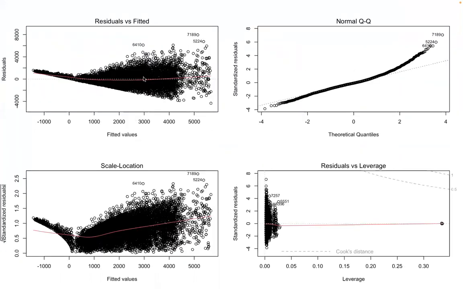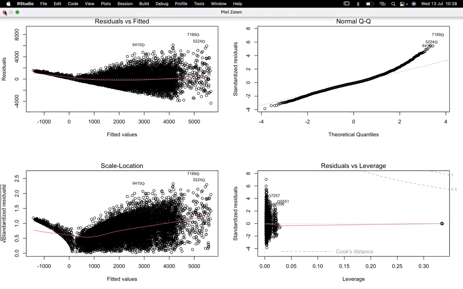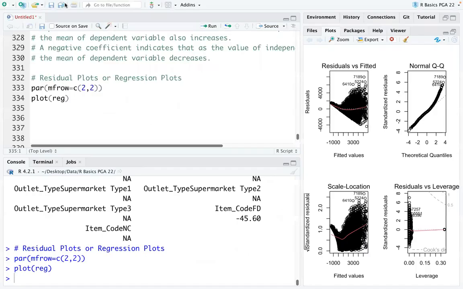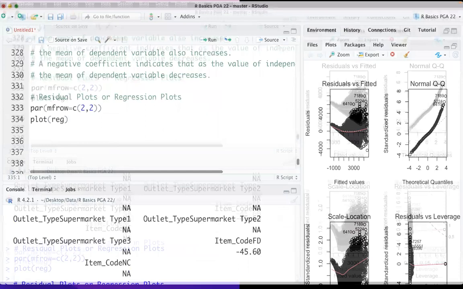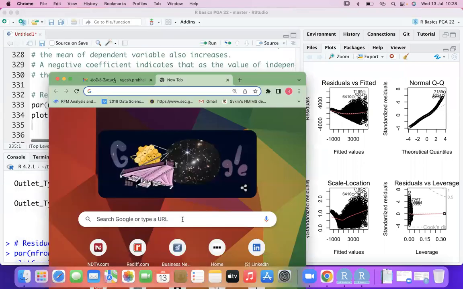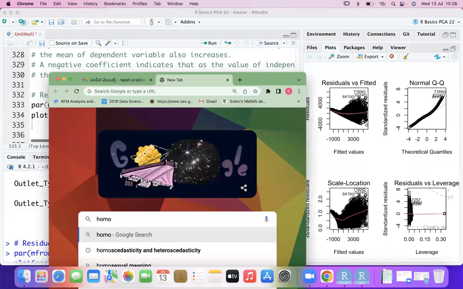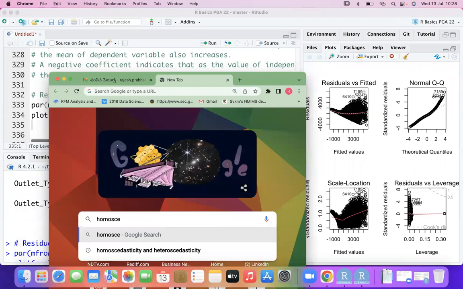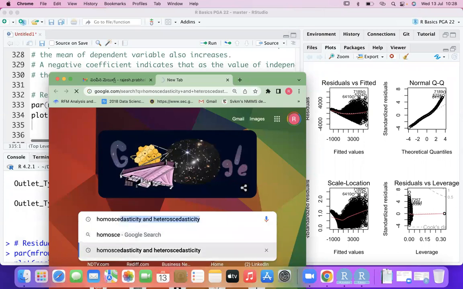The first plot is for homoscedasticity. Is this homoscedastic or heteroscedastic? That is what you have to choose. Residuals versus fitted. The first plot you should check for homoscedastic or heteroscedastic. I have already shown you the graphs a couple of times. Homoscedasticity versus heteroscedasticity, how the plots look like.